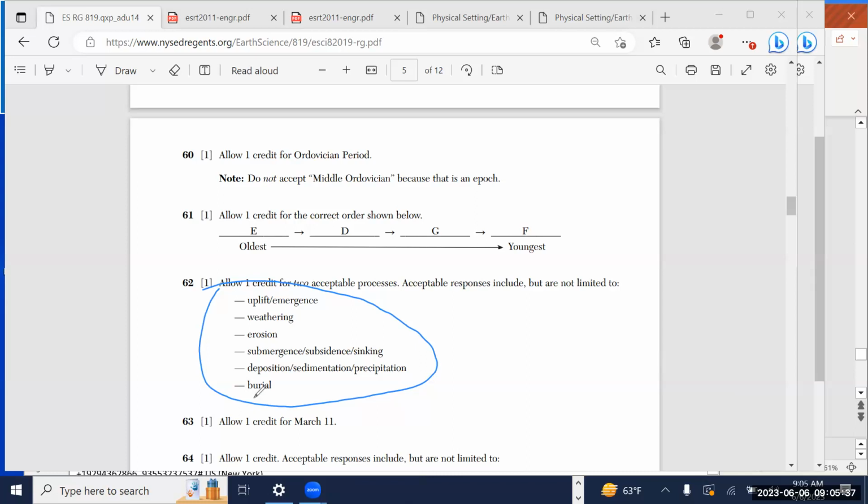Notice we didn't say anything about faulting, right? We didn't say anything about faulting. So all of these are acceptable answers and could be acceptable answers anytime that the question is asking what would have possibly created an unconformity. Let's take a look at 63.